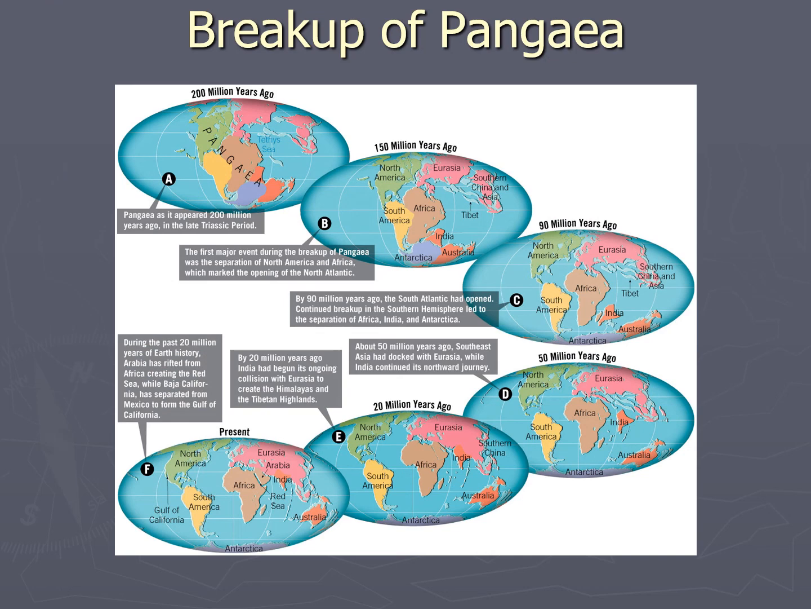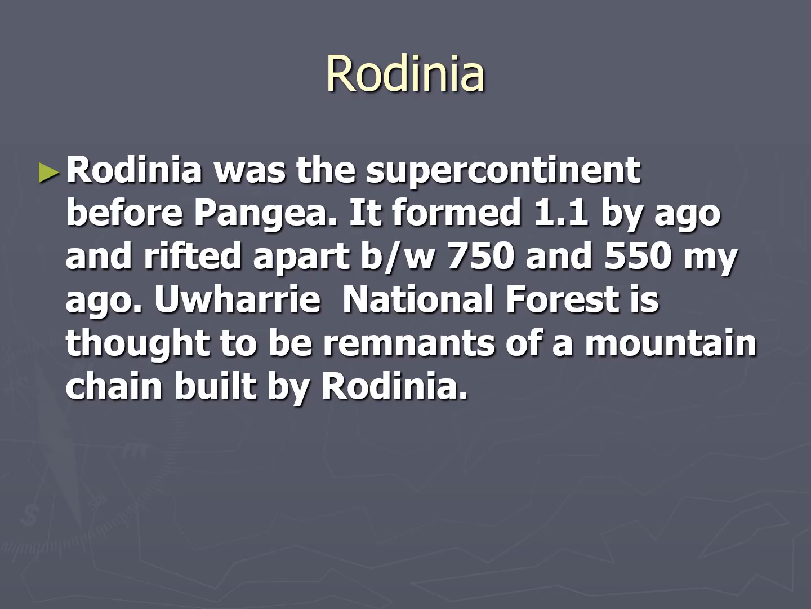It's a really interesting slide here, talking about the breakup of Pangaea. Okay, so a little bit more about Rodinia. It formed by 1.1 billion years ago, and it slowly rifted apart between about 750 and 550 million years ago.